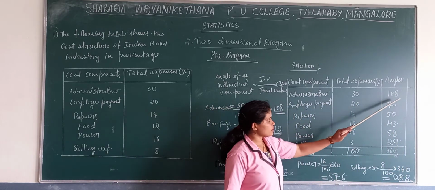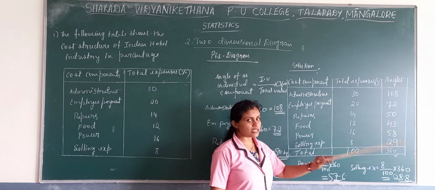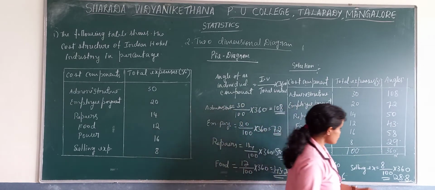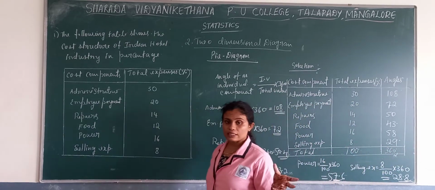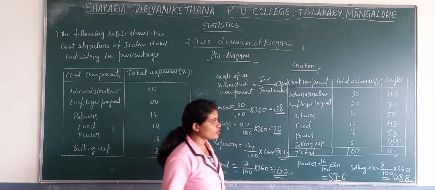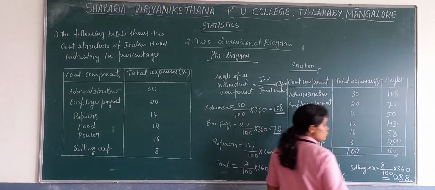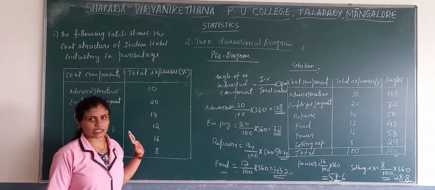Now the total here needs to be 360. If you do not get 360, then it means something went wrong. Sometimes you may get 359. If you get 359, you have to increase any one value. So this is about the table and the calculations.